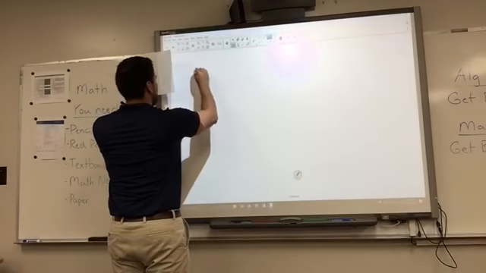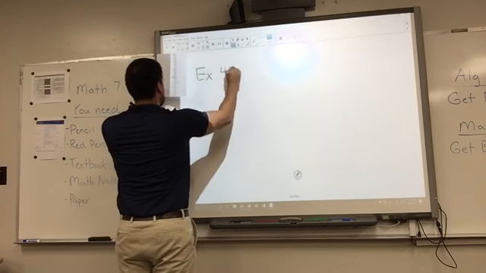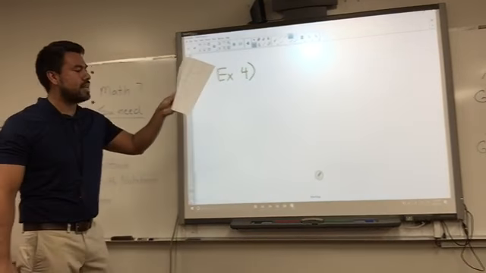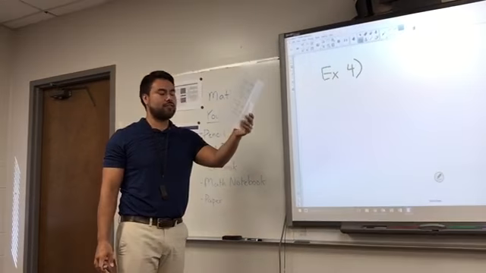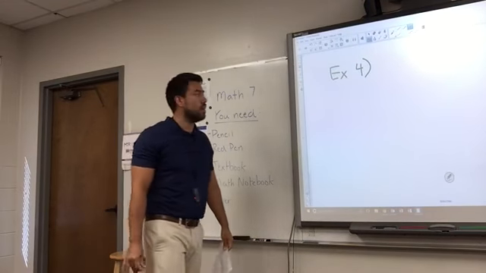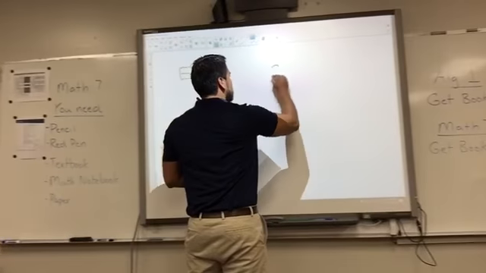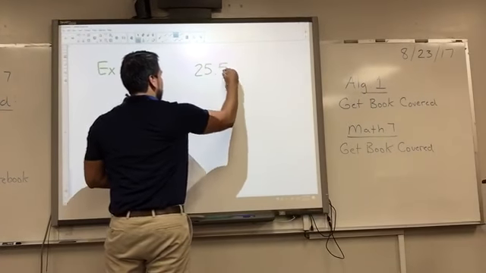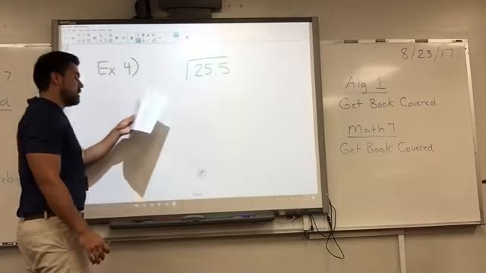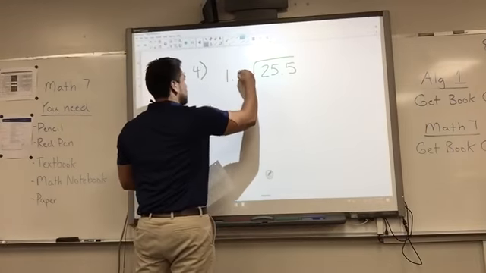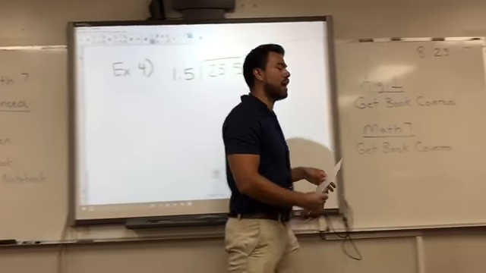All right, example number 4. That's our last example for today. It's divide 25.5 by 1.5. Okay, so here, 25.5 is going to go inside the box, and 1.5 is going to go outside the box. Okay, it's vocab time.